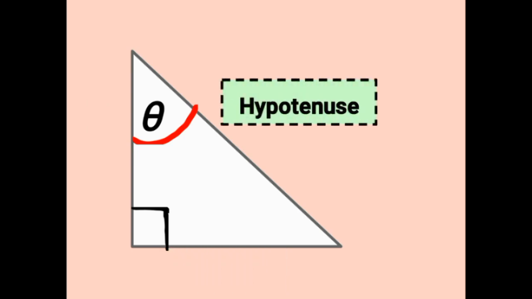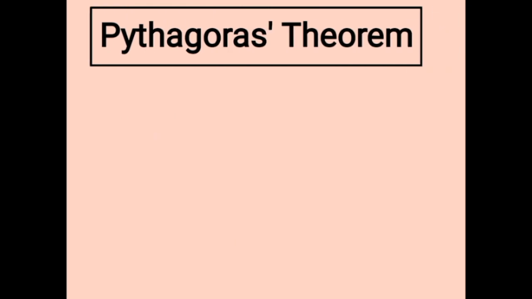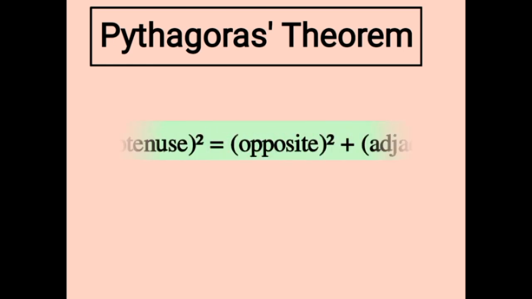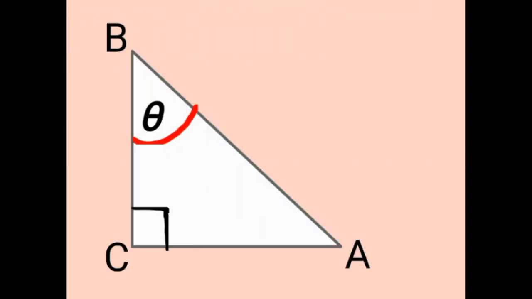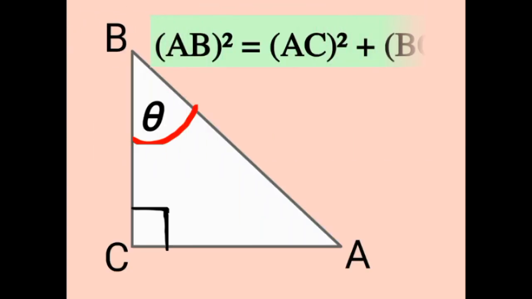Now, the Pythagoras theorem states that in a right angle triangle, the square of the hypotenuse side is equal to the sum of the squares of the other two sides. So, the square of the hypotenuse is equal to the square of the opposite plus the square of the adjacent. So, if we label this triangle as ABC, then AB squared equals AC squared plus BC squared.